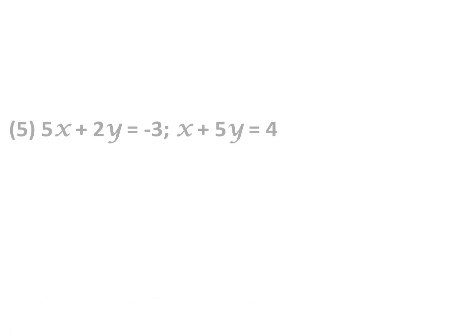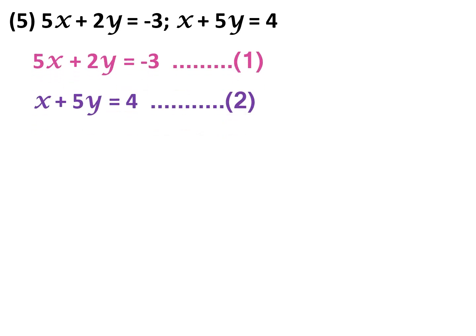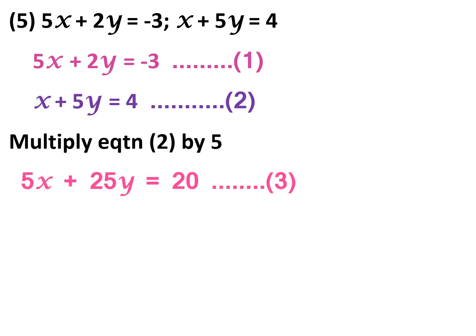The fifth sum, 5x plus 2y is equal to minus 3. x plus 5y is equal to 4. Numbering the equation, 5x plus 2y is equal to minus 3 is equation 1. x plus 5y is equal to 4 is equation 2. Multiplying equation 2 by 5, I get 5x plus 25y is equal to 20. This is my equation 3.